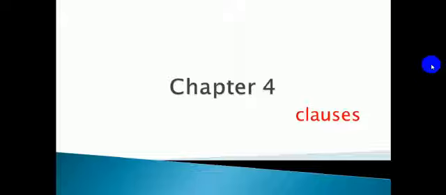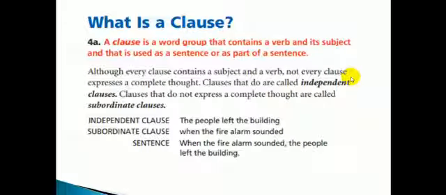It was about the phrases, and just to remind you also, a phrase is a group of words that doesn't have a subject or a verb, or it doesn't have both of them. The clauses are different, so let's see what the clauses are and what types of clauses there are. First, what is a clause?